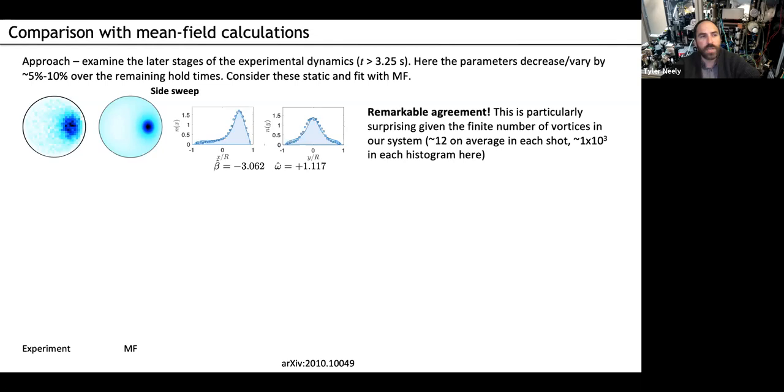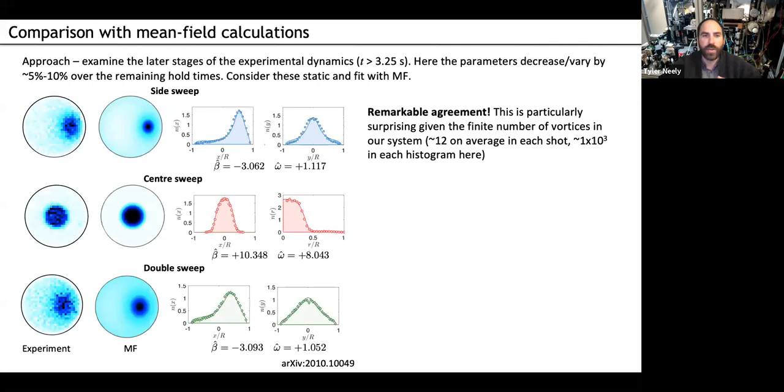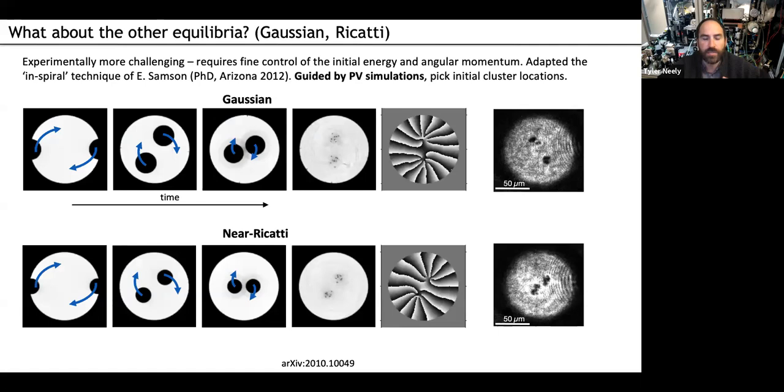I guess what we're looking for is sort of the ensemble average distribution of vortices given a fixed initial condition. So every time we put in the same configuration, so we ran for these experiments, for the Riccati, for example, we ran the experiment 310 times or something. Did the exact same thing every time.